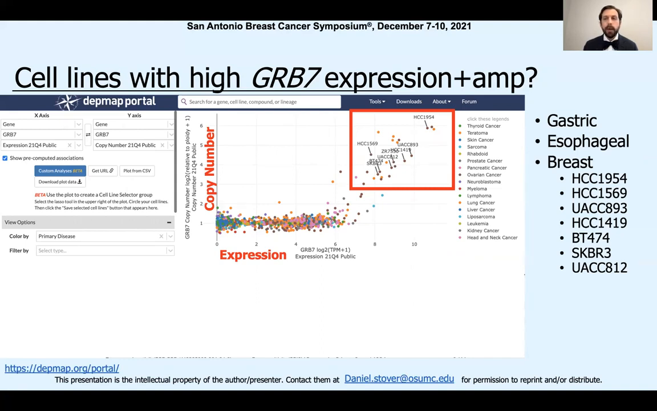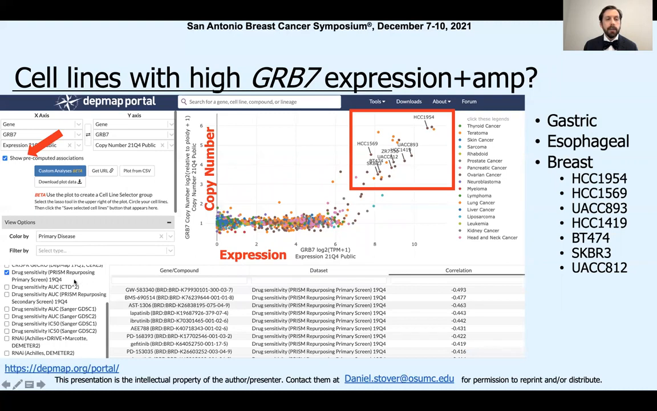We can also look to see whether there's any available drug data to suggest that certain lines are associated with sensitivity when GRB7 is highly expressed. By clicking on Show Precomputed Associations and looking at drug sensitivity, we can see that the top named hit is actually lapatinib, a small molecule inhibitor of HER2 and other kinases that's FDA approved for use in HER2 positive breast cancer. So this is a compelling hit, and since we're investigating breast cancer outcomes, may be of great interest.